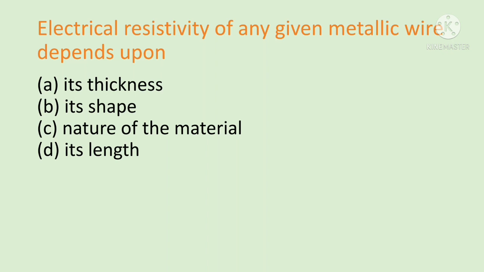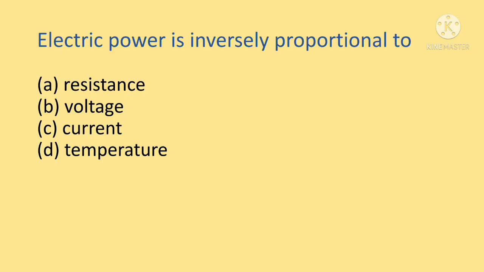depends on. Okay. The next question is, electrical power is inversely proportional to option A, resistance, option B, voltage, option C, current, option D, temperature. Electrical power is inversely proportional to resistance, voltage, current, or temperature. Then which is the correct answer? It is option A, resistance. Understood?